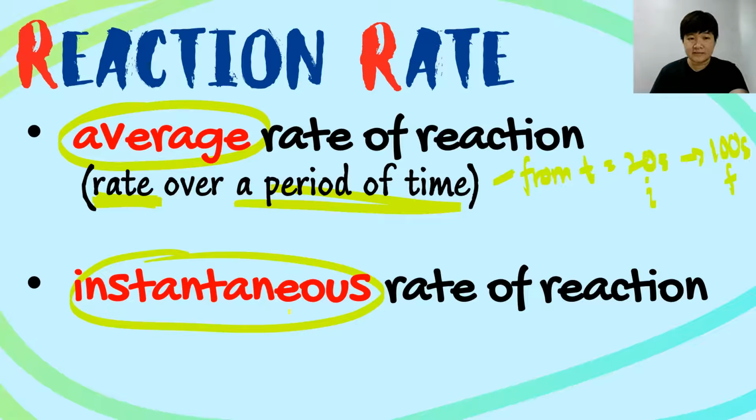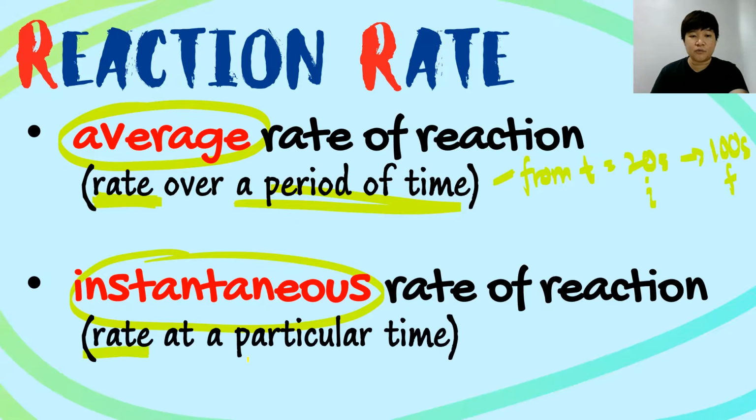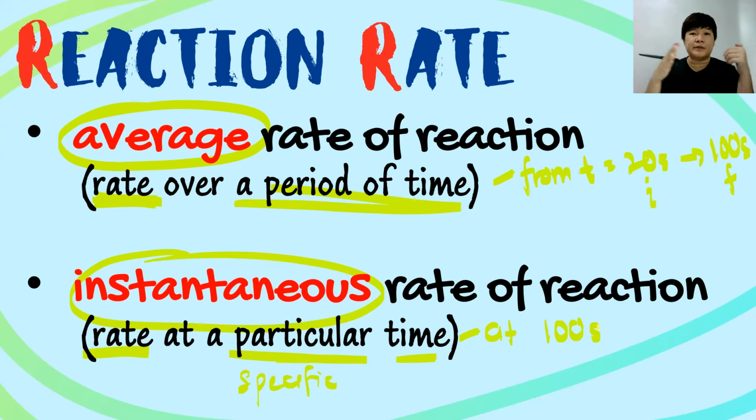While instantaneous is actually the rate at a very particular time or a very specific time, where we only have one time, there is no in between. We want to calculate the rate at 100 seconds. So I want to calculate the rate of reaction at 100 seconds, at that particular time. So you can see the difference over here. The average means there is a period of time, a moment, okay? While instantaneous is at that moment. There is only one time, at that particular point we want it, okay?